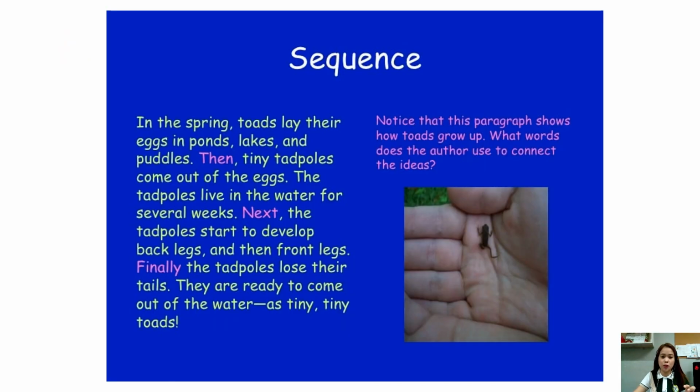So, you can see in this paragraph, notice that this paragraph shows how thoughts grow up. What words does the author use to connect the ideas? So those are in pink color. They use that to connect the ideas. Like then, next, finally. So sequence sometimes they show in a flow chart, a cycle, or most of the time in giving a recipe. So steps by steps or in order.